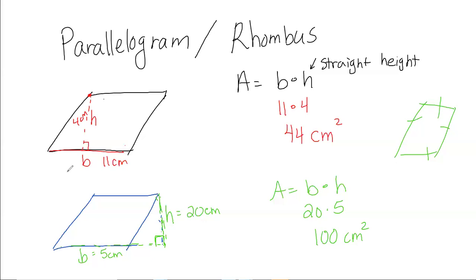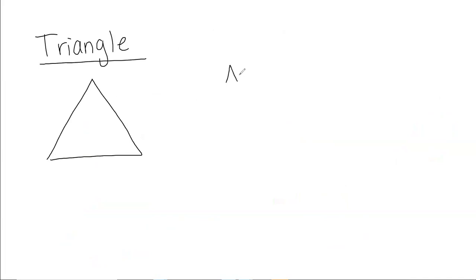Alrighty, gonna go on to a triangle. Area equals 1/2 base times height. Yes, you can do 0.5, same difference. The height, again, has to be the straight height. So what I mean by that is they're going to start at the tip and they're going to come straight down, again, dashed with a right angle. That is the height, and the base is where it hits.